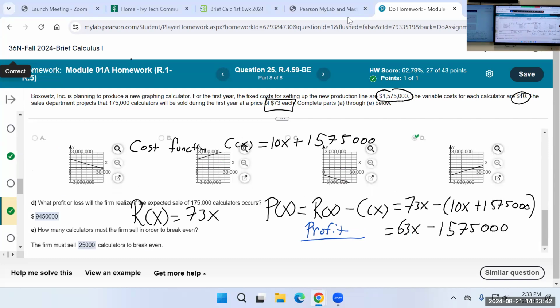And then it asks, what would be the expected profit if you sold those projected sales? I just plugged the number given into my profit equation and evaluated. So I'll write a little note how I did this, but listen to that.